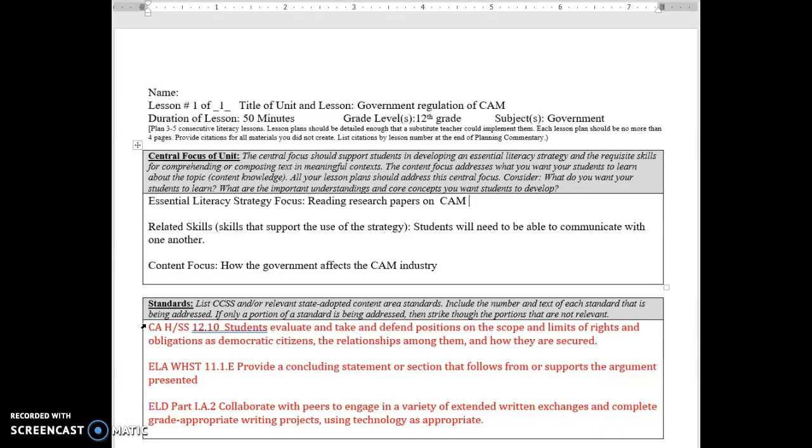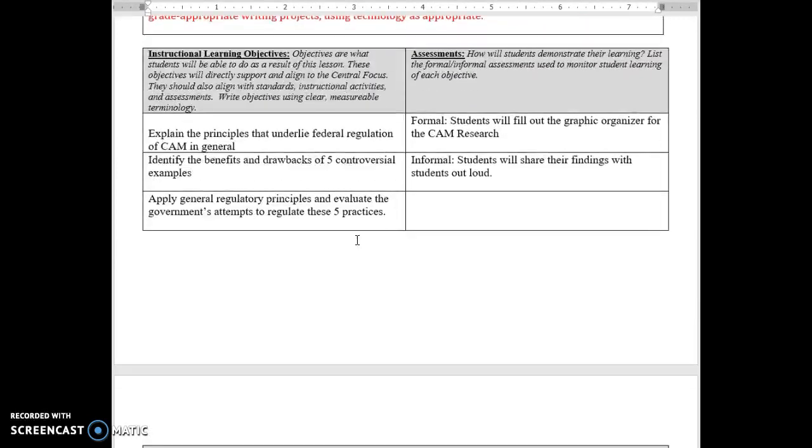The ELA standards are taken out of the World History standards, and it's going to be 11.1.E, provide a concluding statement or section that follows from or supports the argument presented. And for the ELD standards, it's going to be taken out of Part 1, Point A, Point 2, collaborate with peers to engage in a variety of extended written engagements and complete grade appropriate writing projects using technology as appropriate. So they're going to be focusing on exchanging ideas with one another and using written words as well.